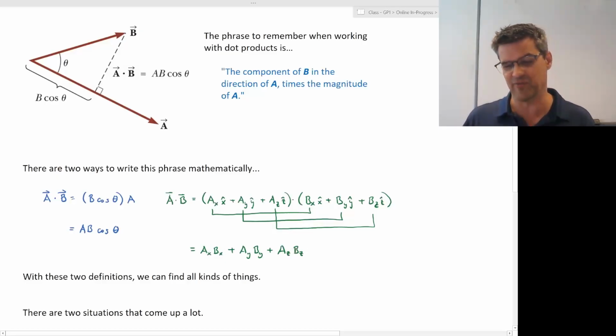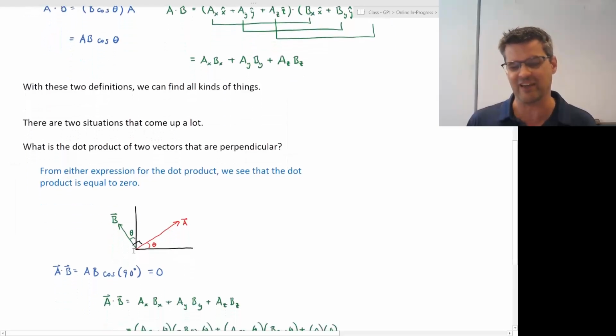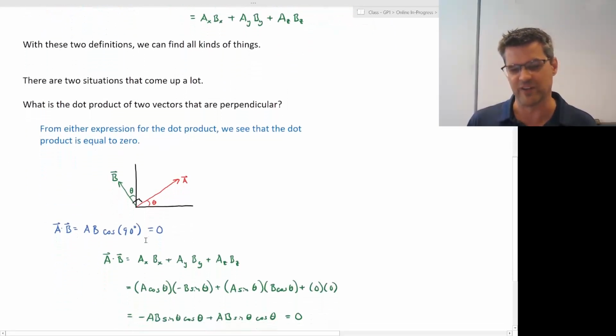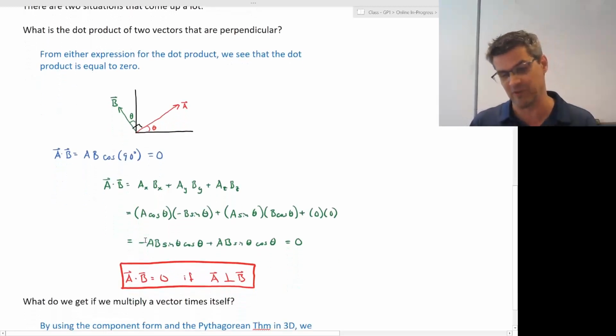This component form of the dot product, this magnitude and direction form of the dot product are the same thing. They are the same number. And so we can use those two definitions to do all kinds of things. We can measure the angle between two vectors. We can make sure and confirm that two angles are perpendicular or not perpendicular.